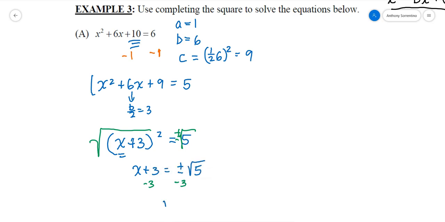Since I really didn't do anything with that square root of 5, it really prevents me from combining anything, because this is a radical term, this is a non-radical term. So my solution is negative 3 plus or minus the square root of 5, which I could state separately as x equals negative 3 plus the square root of 5, or x equals negative 3 minus the square root of 5.